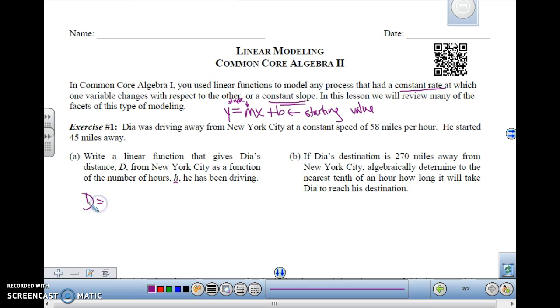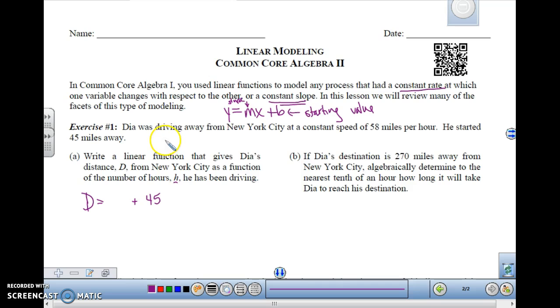So if we are trying to figure out Dia's distance, it is going to be d equals. All right, so what is your starting value? He started 45 miles away. So that means that 45 is going to be your y-intercept. That's going to be your b.